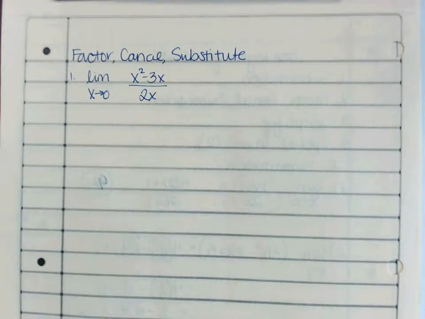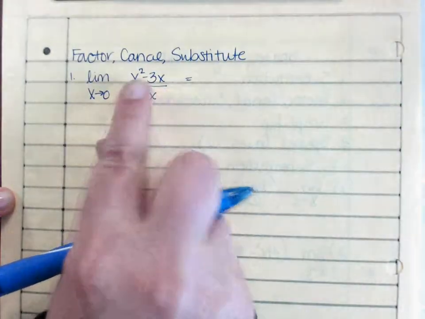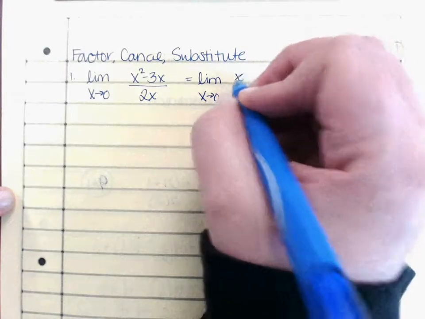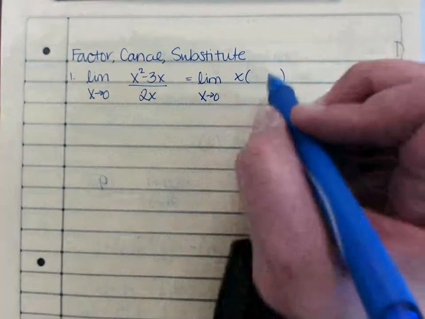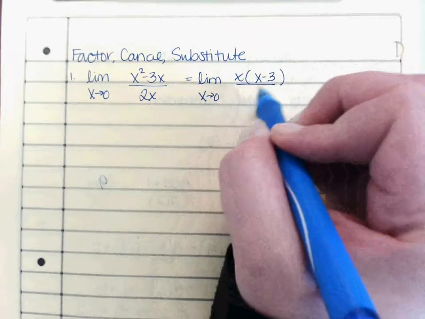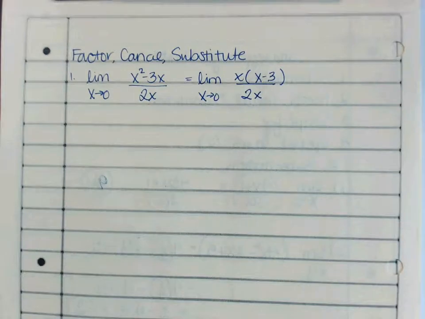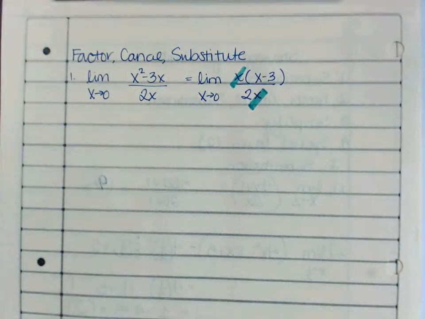So, looking at the top up here, what kind of factoring is that? Yeah, we have an x in both terms, so that's a greatest common factor. So I'm going to take an x out to the front. What will be left over from the top once I pull that x out? X minus 3. Now, on the bottom, I had a 2x. So when I cancel, I can pull my x off the top with my x off the bottom, because any x divided by x is going to give me 1 because they're the same.